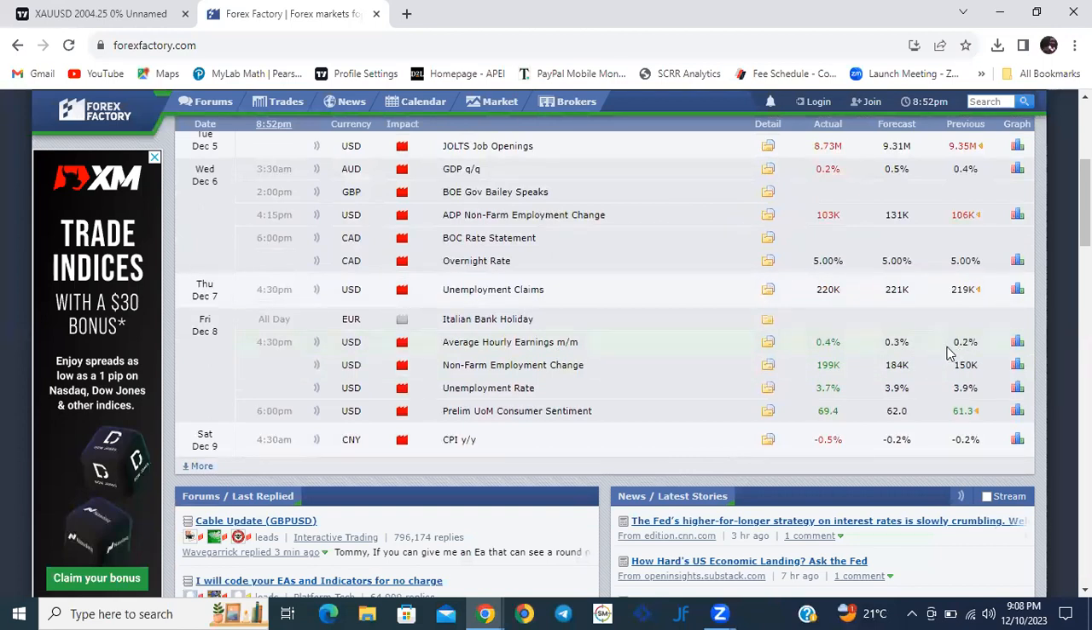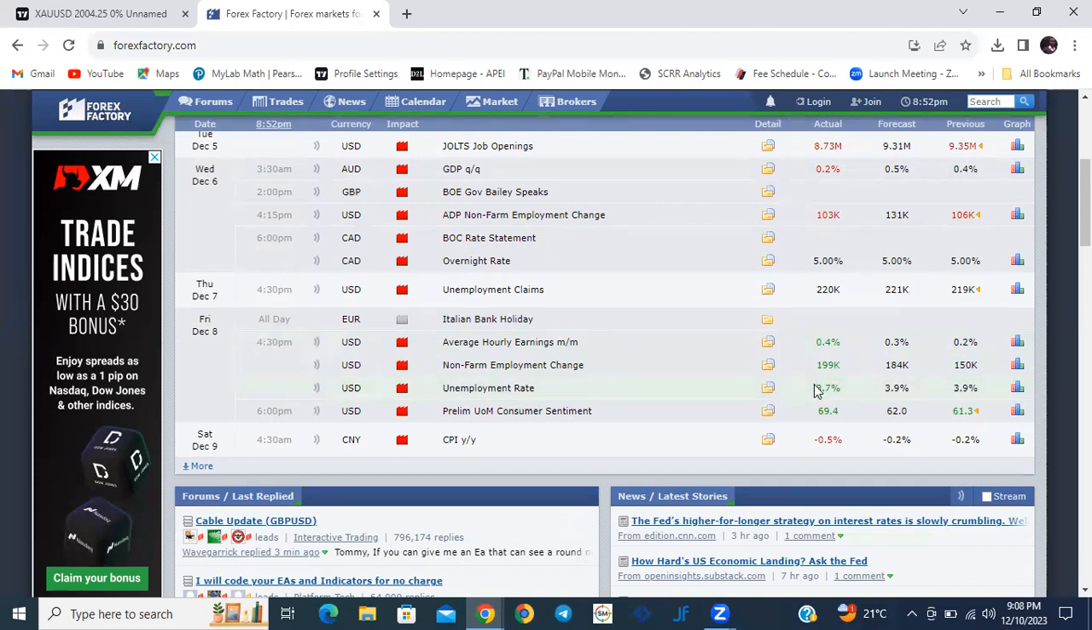Average hourly earnings increased 0.4%, more than the forecast, meaning it's positive for the dollar. The non-farm payrolls increased from 150 to 199K, greater than the forecast, again signifying positive data for the dollar. And the unemployment rate was less than the forecast, so this also showed positive data for the USD.